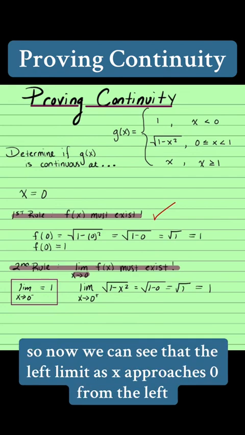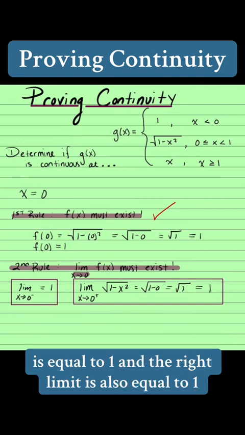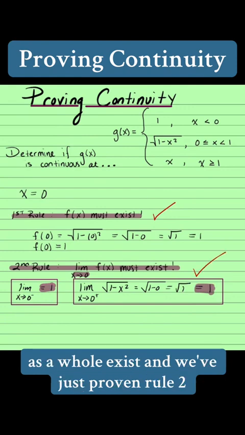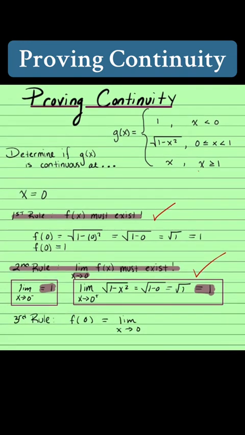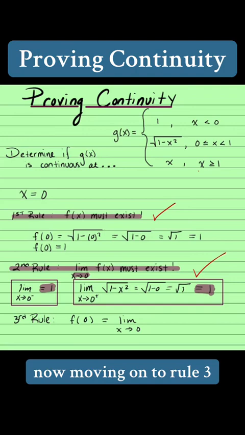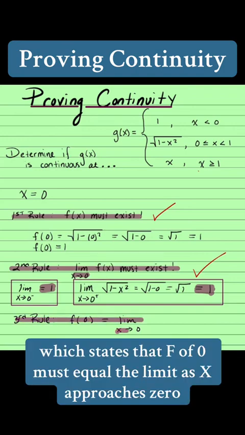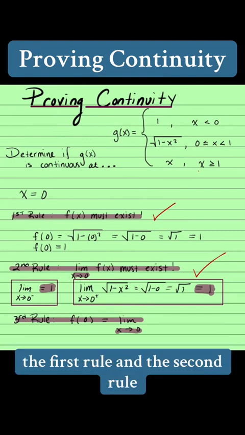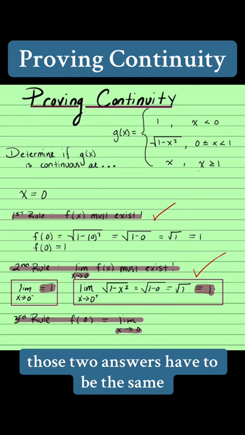So now we can see that the left limit as x approaches 0 from the left is equal to 1. And the right limit is also equal to 1. That means the limit as x approaches 0 as a whole exists, and we've just proven rule 2. Now moving on to rule 3, which states that f of 0 must equal the limit as x approaches 0. So in short, the first rule and the second rule, those two answers have to be the same.